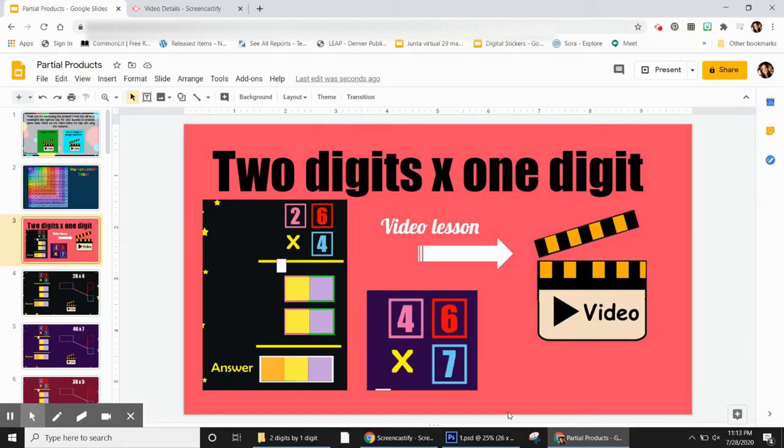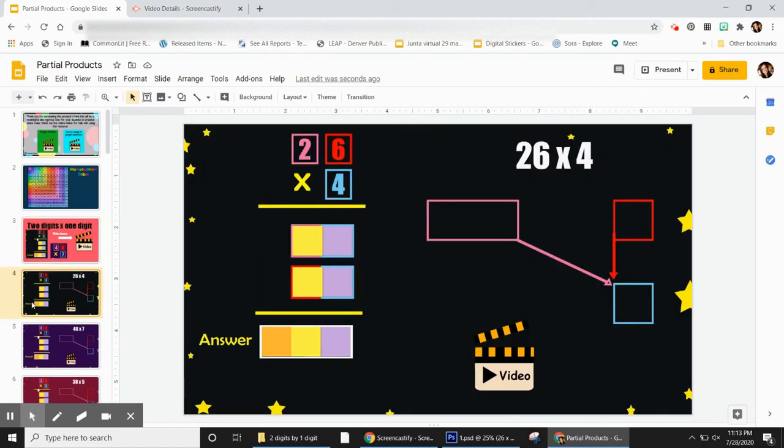Hi, I'm going to show you how to do partial products, which is just a strategy for multiplying numbers like this. So here I have 26 times 4. In the partial products method, you're going to take the number 26 and just split it up into its parts. That's where partial comes from. So split it into its parts and then multiply things separately and add it back together.